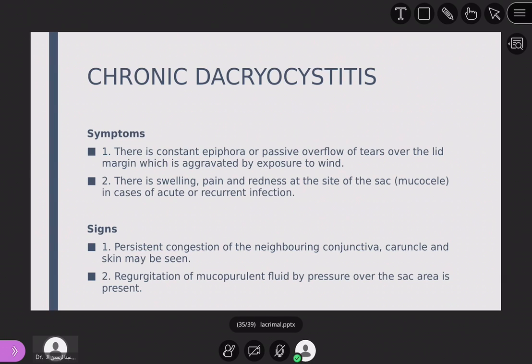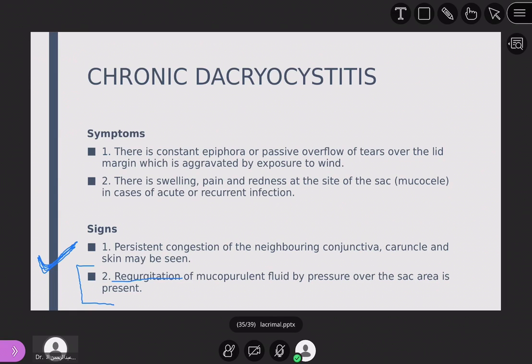This is very important. Why? Because it is not present in the acute. In acute, there is no regurgitation. Why? Because in acute inflammation there is edema and swelling, and the canaliculi and the puncta will be closed by the edema. But here there is not much inflammation because it's chronic, so no redness, no swelling, no inflammation. So regurgitation can be done.